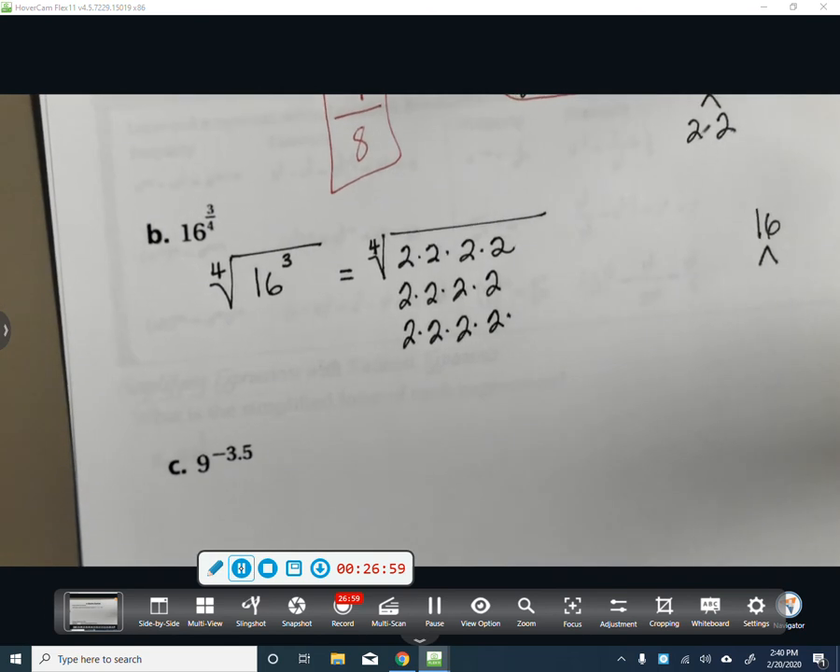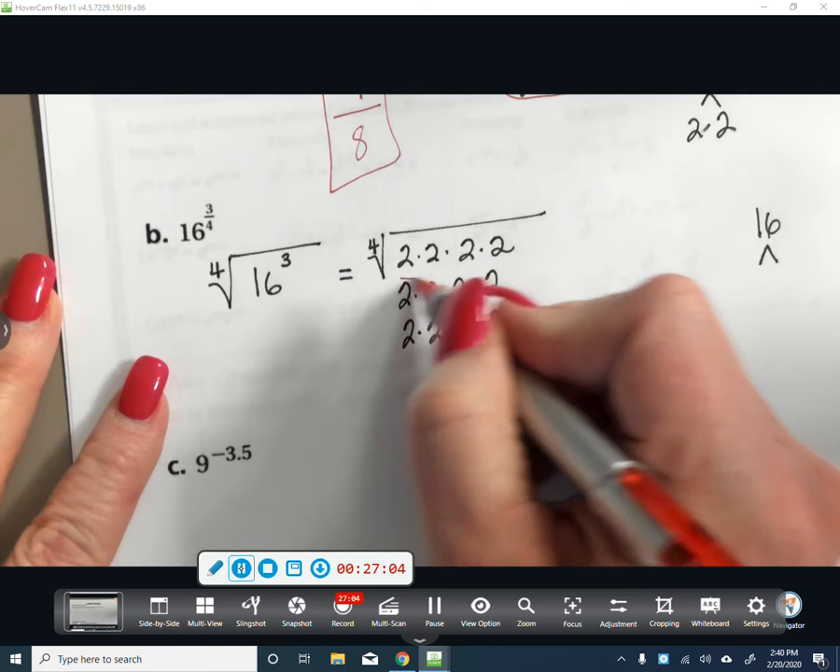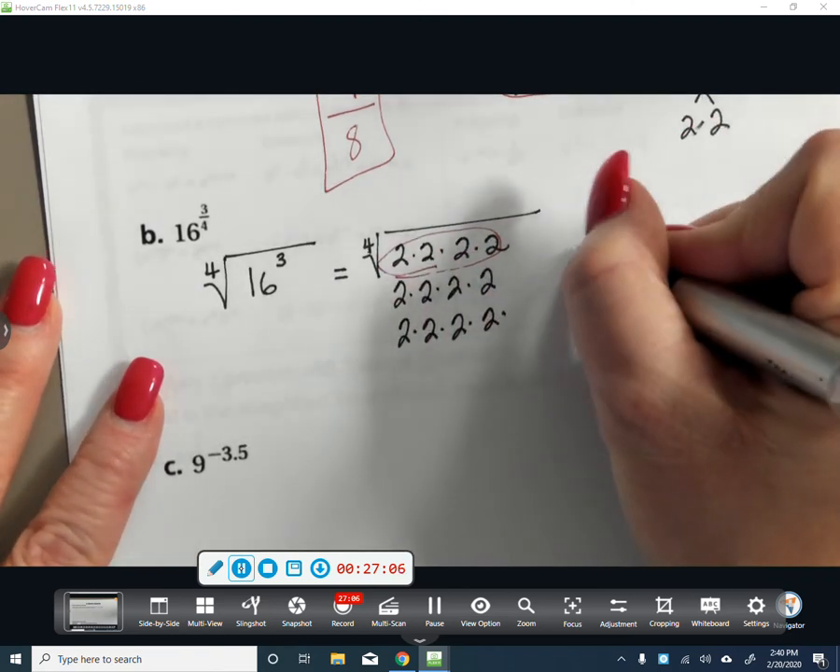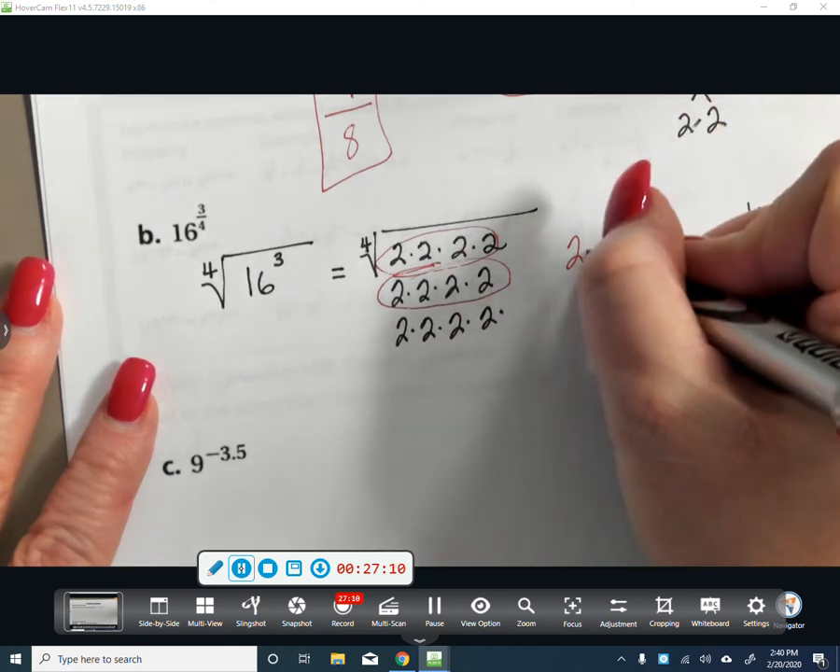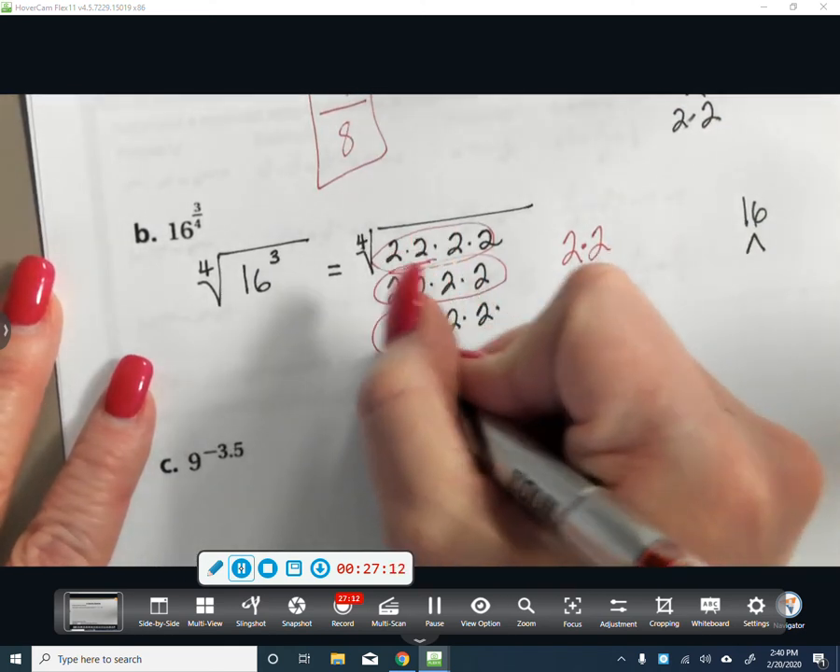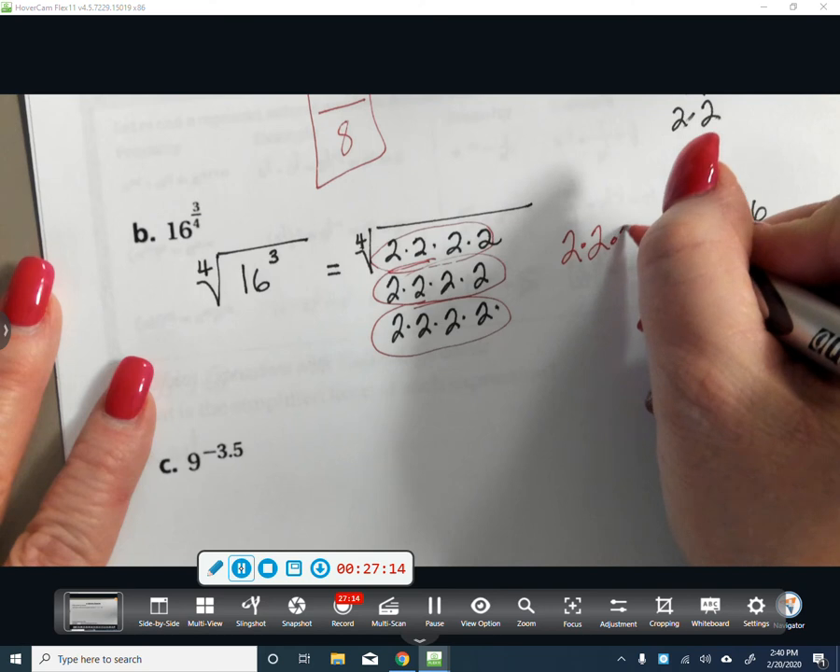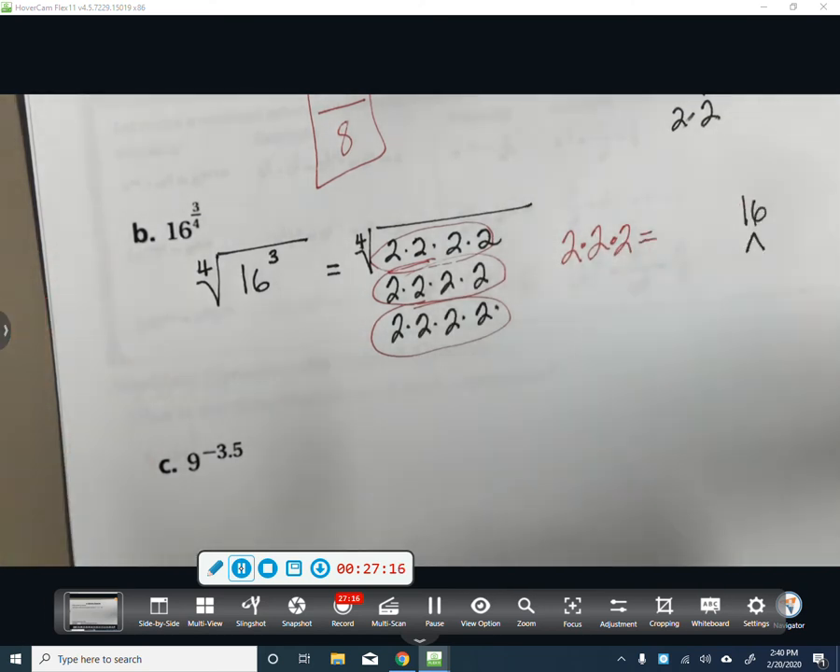What am I looking for? Groups of 4. So here's a group. That's a 2. Here's another group. That's another 2. And another 2, which is equal to 8.